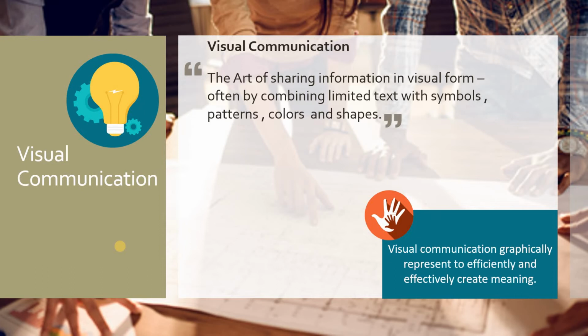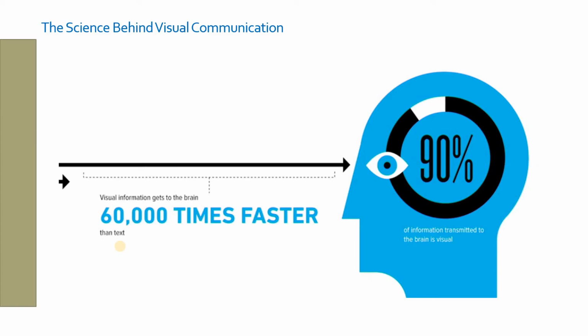So visual communication means presenting something with art, because you have limited text, so you can show particular things to the audience. So you can see here the science behind visual communication. Visual information gets to the brain 60,000 times faster than text. If you're presenting a picture, anyone can understand what kind of picture it is.